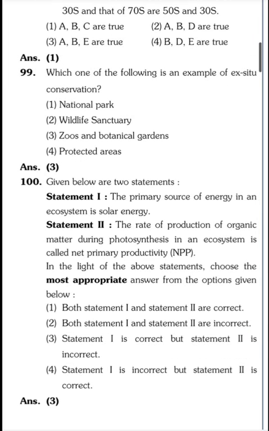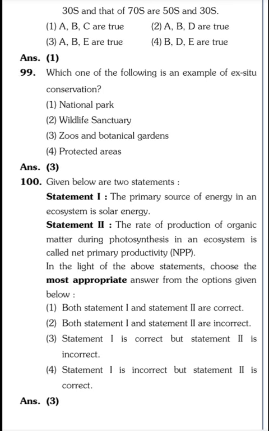The next question is, the primary source of energy in an ecosystem is solar energy. You know that the flow of energy is always from the sun, and it is unidirectional flow. We have discussed that in ecosystem chapter. So the first statement is correct. The primary source of energy in an ecosystem is solar energy.